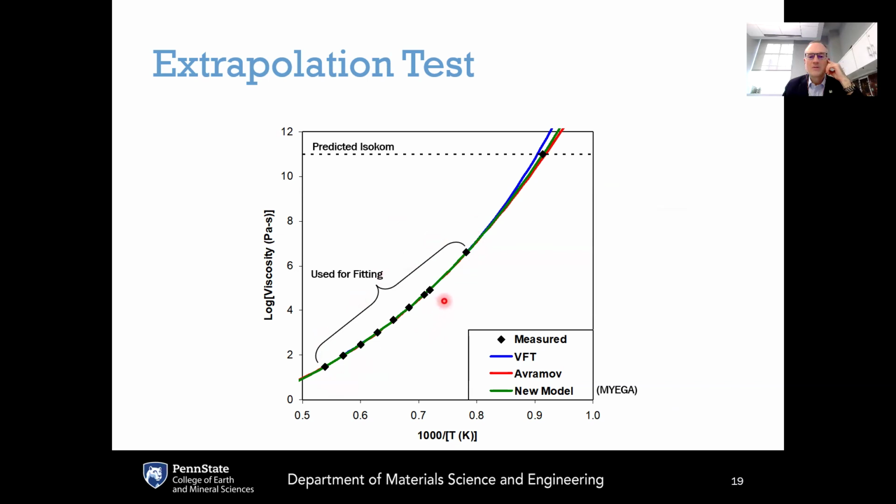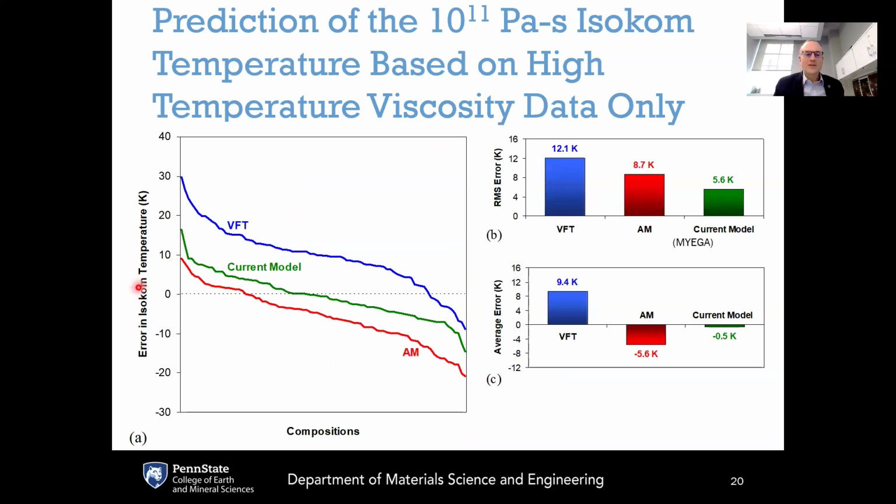What we do is we independently fit these data to each of the three models that we had discussed, the VFT model, the Avramov-Milchev equation, and the MYEGA model, and then extrapolate the models to low temperature and see at what temperature do they predict the 10 to the 11 Pascal second isocon. At what temperature do they predict that it would have this constant viscosity of 10 to the 11 Pascal seconds, and then compare that to the actual measured data from beam bending viscometry and see which of these extrapolations was the best. And what you can see is that the error in that isocon prediction is the greatest for the VFT model. And in fact, the average error for VFT was about 9.5 Kelvin.